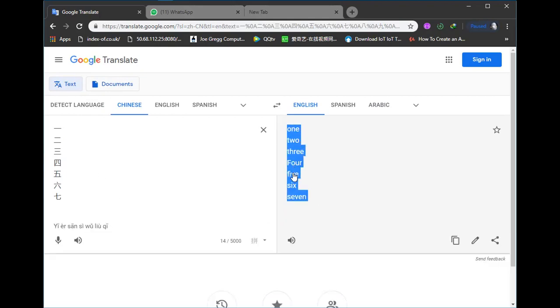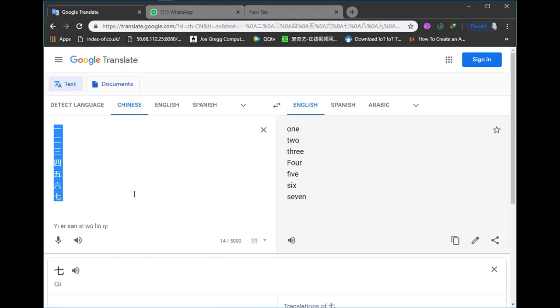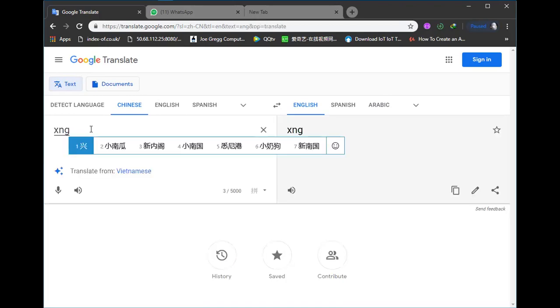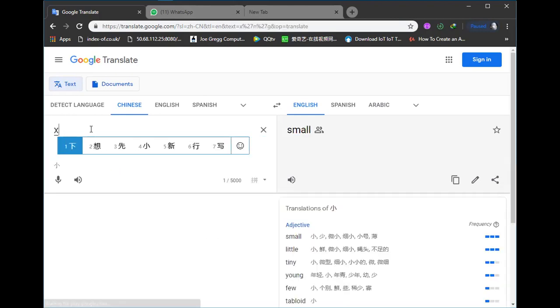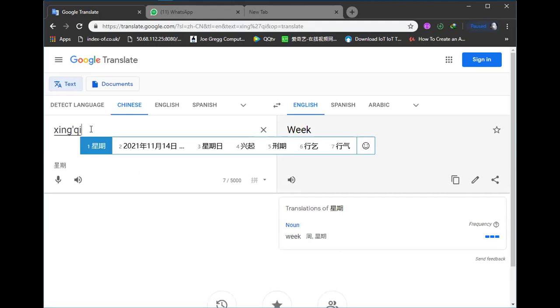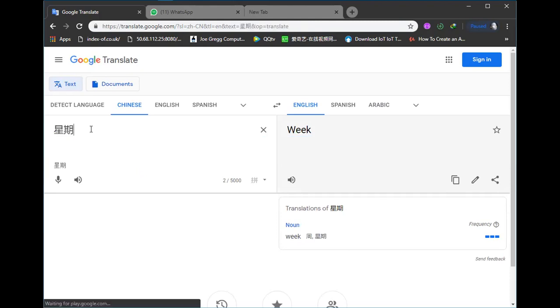Okay, this is what we have. Now with these numbers, I want to show you something. We want to take them and make days of the week. So the word for week is Xing Qi. Xing Qi. That's the word for week. So here it is, you can write it down. Xing Qi.